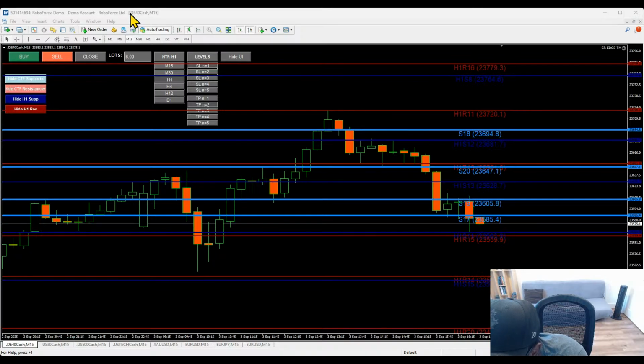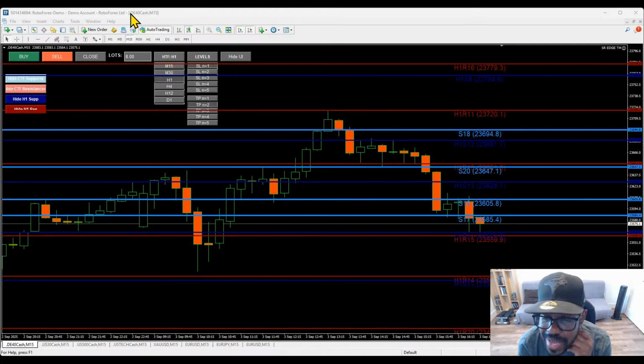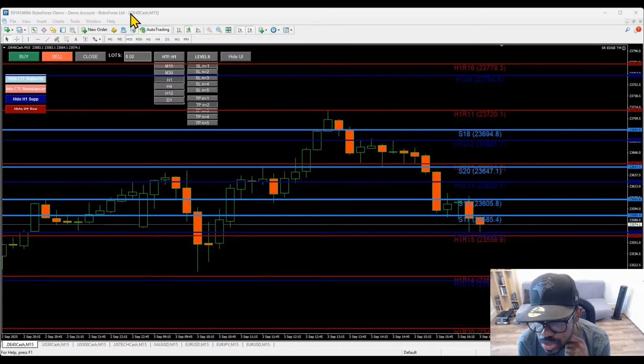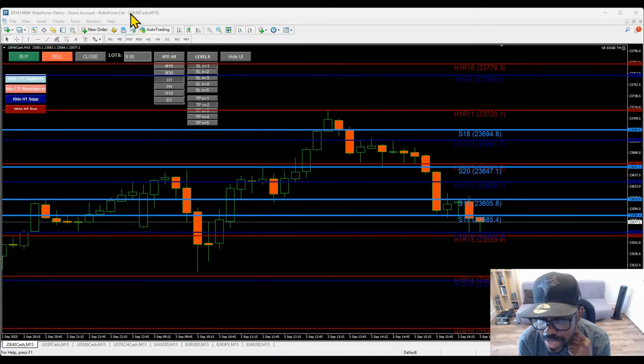Can you share on TradingView? Can you share? What do you mean? Can you share on TradingView? Like I said, Leon, the support and resistance indicator is only on MT4, not on TradingView. The reason why it's not on TradingView is because the calculation of the support and resistance is totally different from broker to broker.